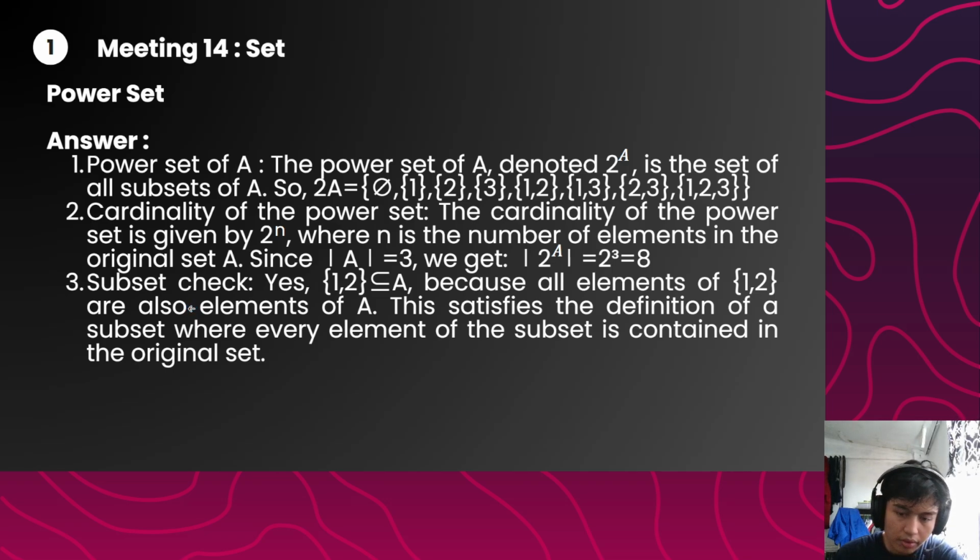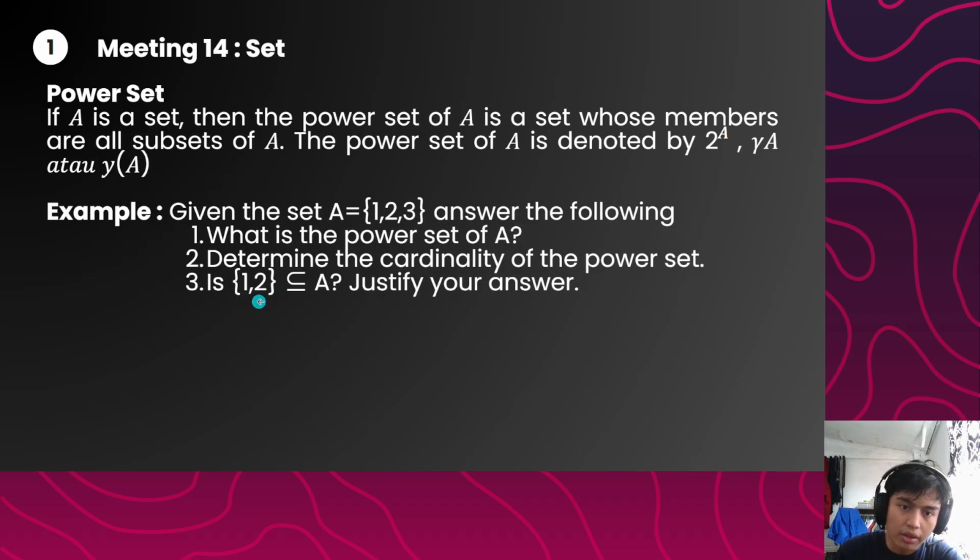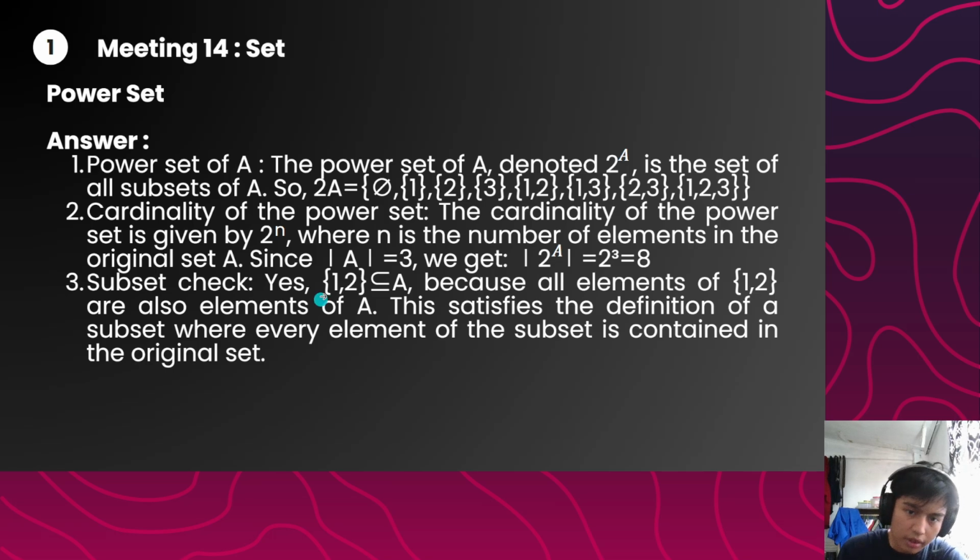Subset check for question number 3. Is {1, 2} a subset of A? Yes, {1, 2} is a subset of A because all elements of {1, 2} are also elements of A. This satisfies the definition of a subset, where every element of the subset is contained in the original set.